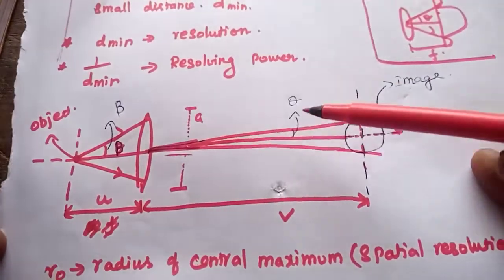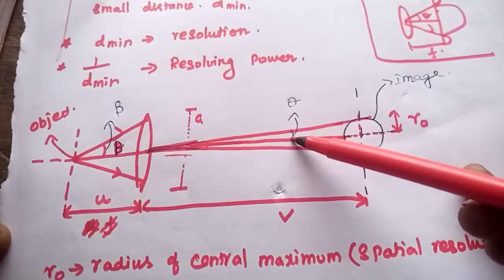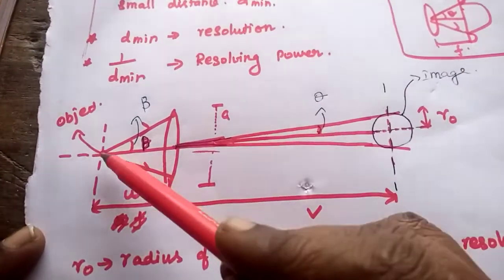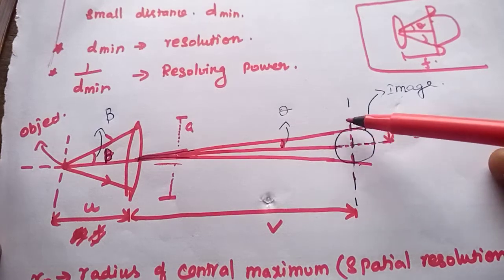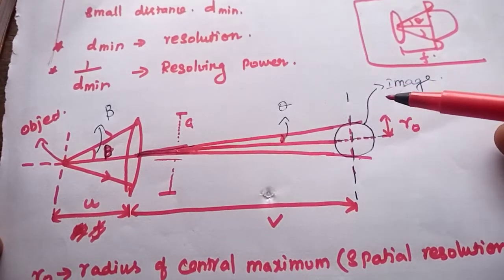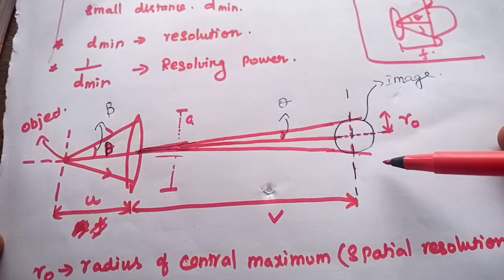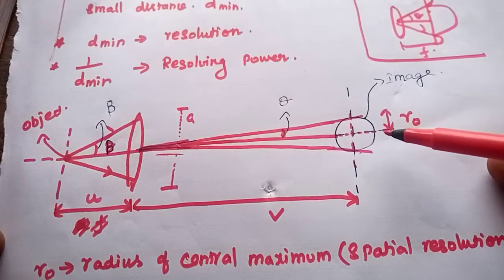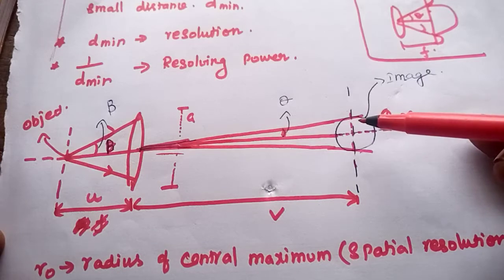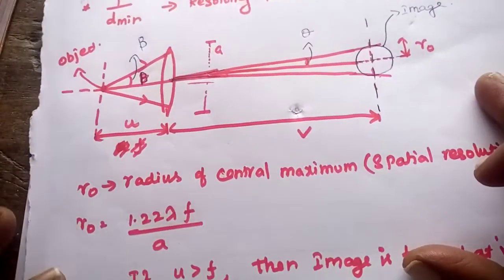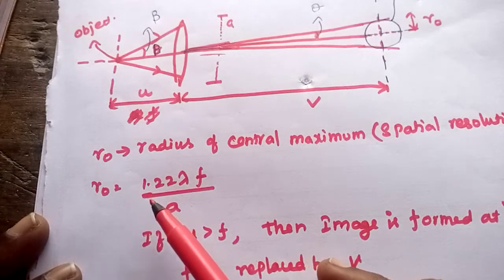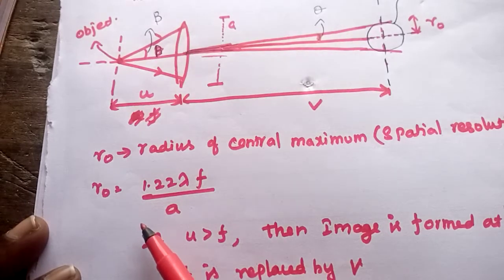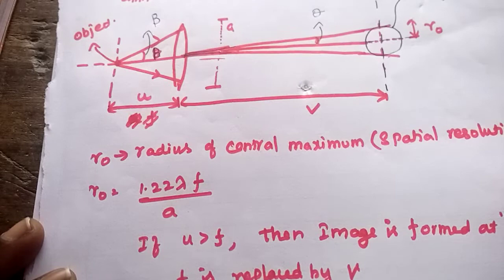Now here the angle theta is called the angle of diffraction. Now you can see the image. It's a point size image, and you can see the image like this. R0 is the radius of the central maximum. This is the central maximum, where you get the clear image. The radius of that clear image, or the central maximum, is called the spatial resolution, and you can calculate the value using the formula R0 is equal to 1.22 lambda f by a. This is the expression for the radius of the central maximum. That means it's the spatial resolution.